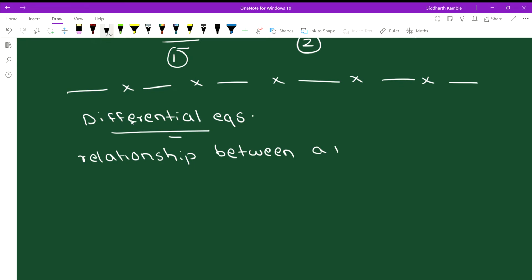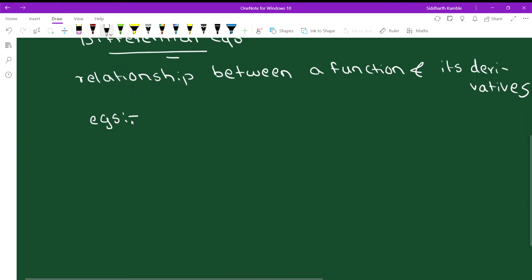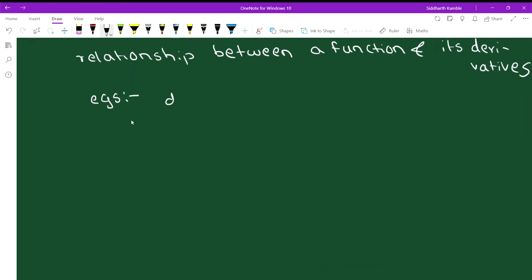a function and its derivatives. So this differential equation is nothing but a relationship between what? A function and its derivatives. So let us see an example how we can establish this definition. So first example we can write as follows: dy by dx plus 9x is equal to 5.